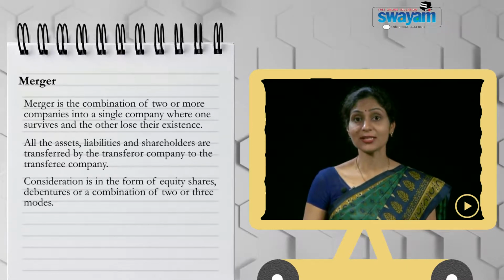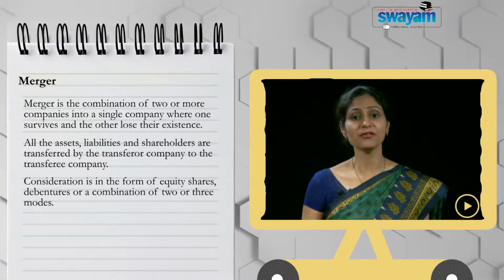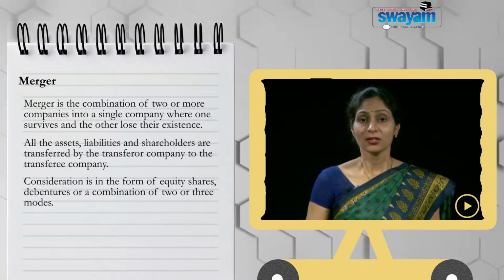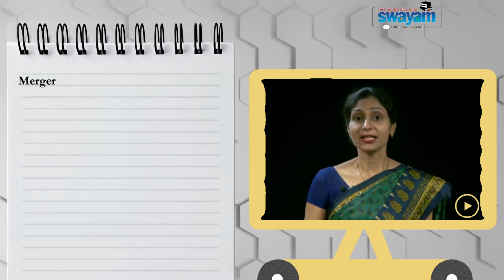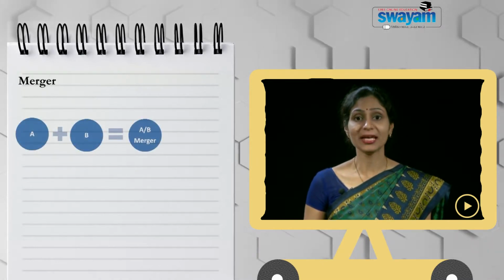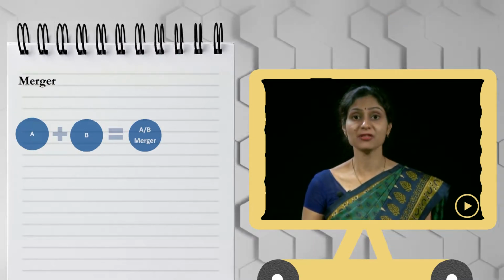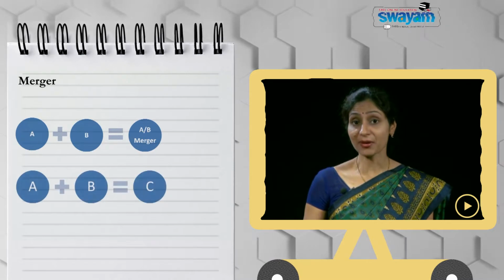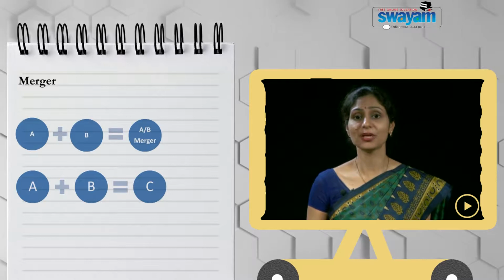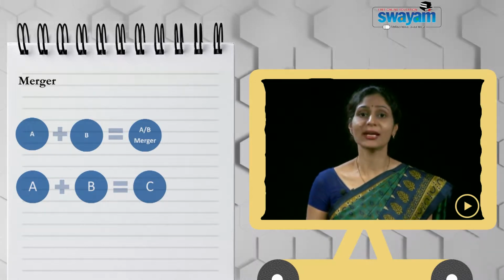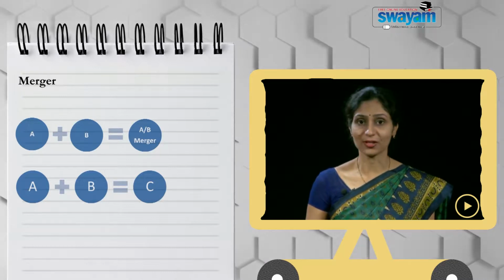And the consideration in such a case is in the form of equity shares, debentures, or a combination of two or three modes. So mergers are different from amalgamations. In case of merger, there are two companies A and B. So when they merge, either A would survive or B would survive, whichever is the stronger, healthy company. But in case of amalgamation, when both the companies amalgamate or blend into each other to form a third new entity, that is A plus B equals C, then that is a case of amalgamation.